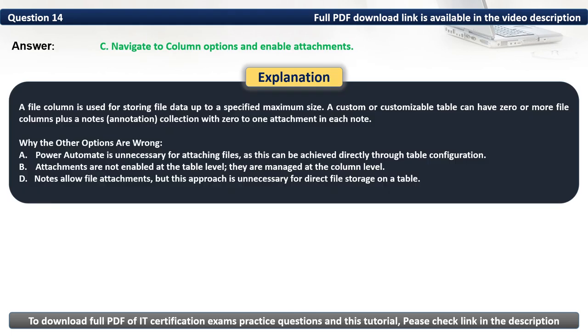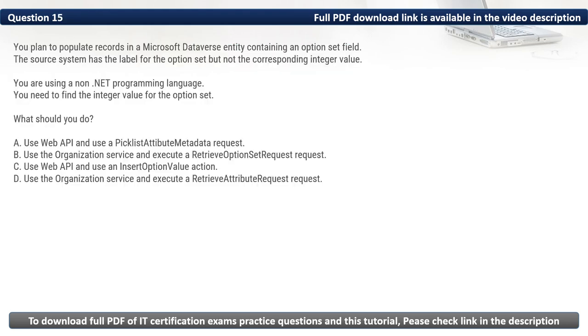A file column is used for storing file data to a specified maximum size. A custom or customizable table can have 0 or more file columns plus a notes collection with 0 to 1 attachments in each note.